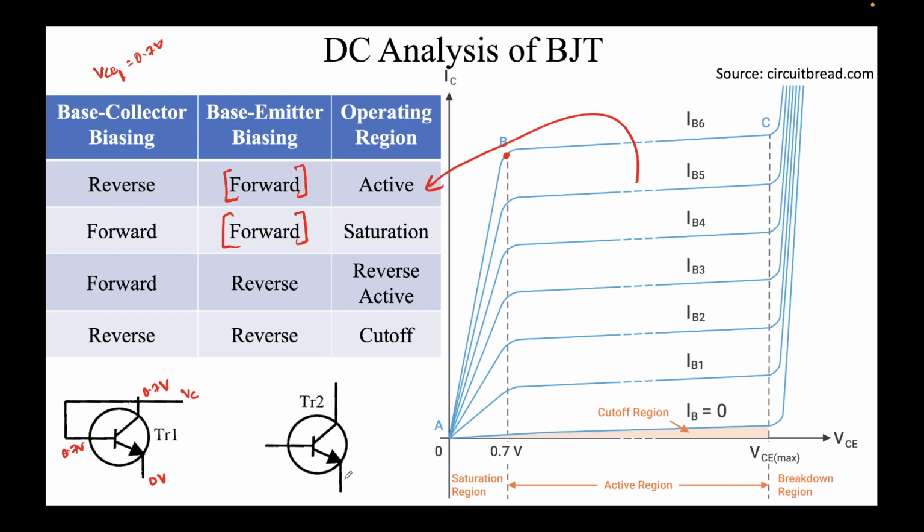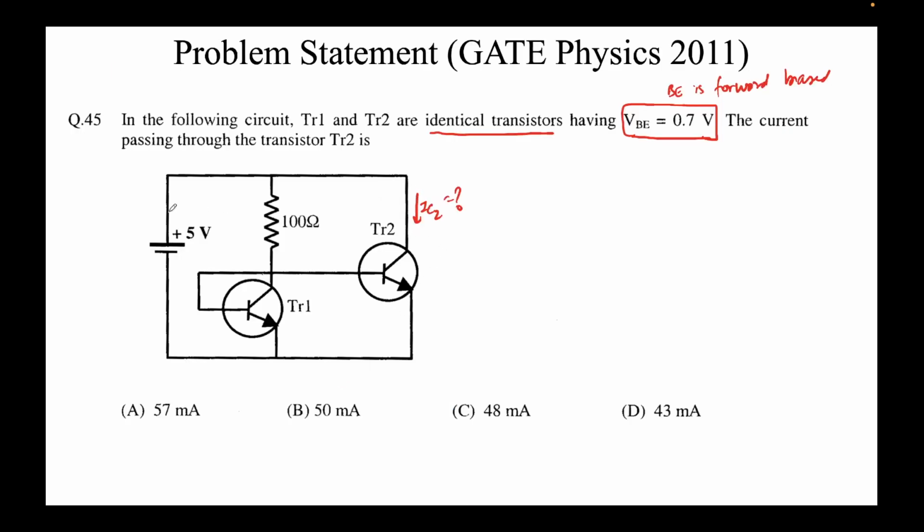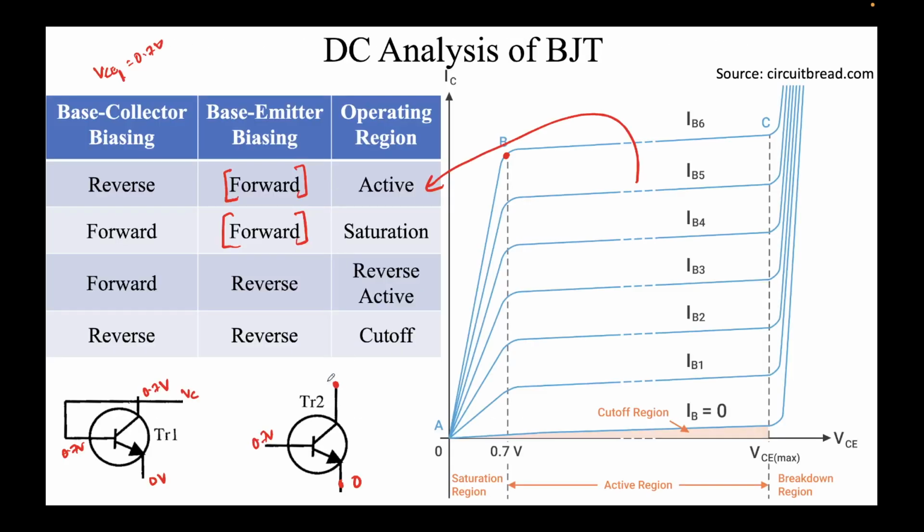Let's talk about transistor 2. Again this is 0, and we are given VBE is 0.7 volts, so VB is 0.7. But we don't know what this voltage is. If we go back, you can see that this point is connected to plus 5 volts. So this is plus 5 volts. So VCB2 is going to be 5 minus 0.7, which is 4.3 volts.